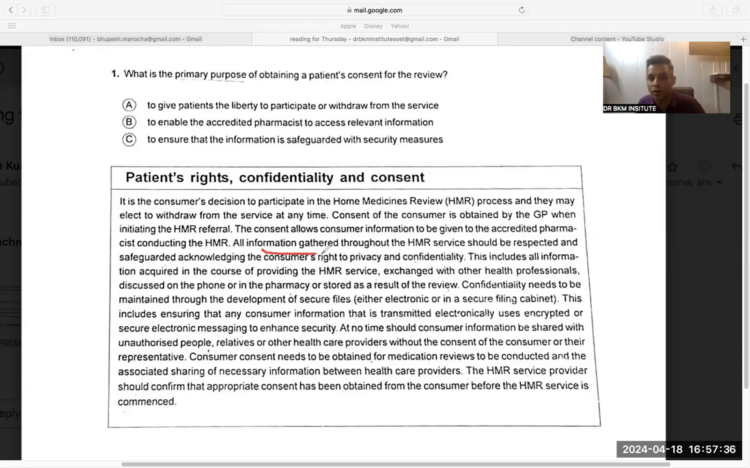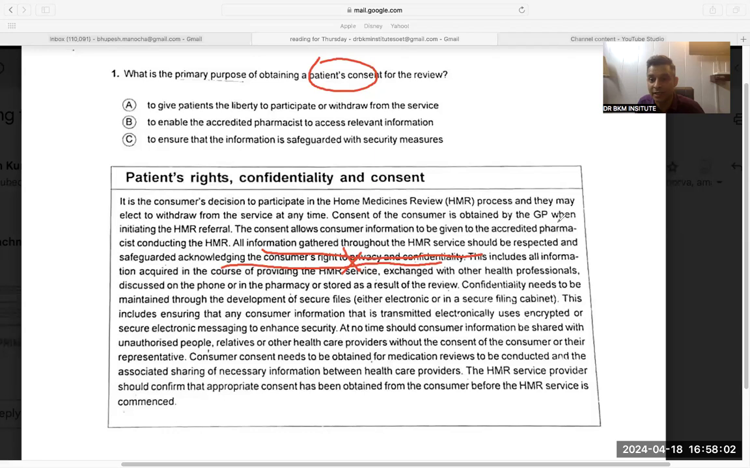Next things. All the information throughout the HMR service should be respected, safeguarded, right to privacy and confidentiality. So right to privacy, right to confidentiality is for the consumer's benefit. But my question was, what was the benefit of the doctor? Why am I taking consent? So that is how you save time. This line does not have my answer. Please try and understand. Otherwise, you will feel that this question is very difficult.